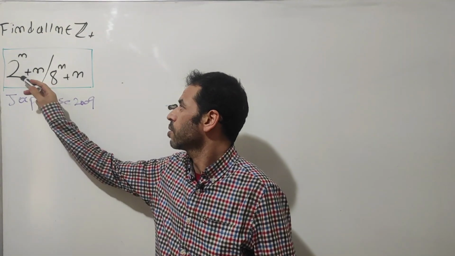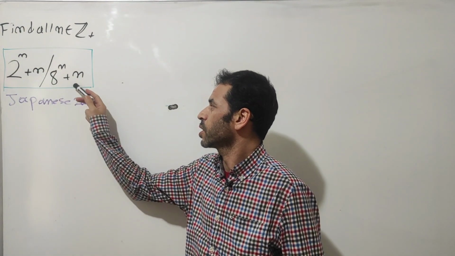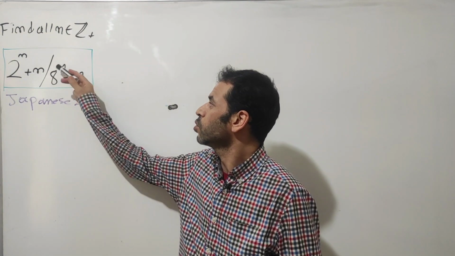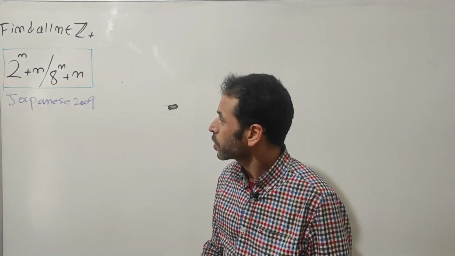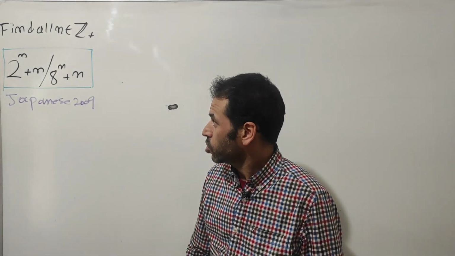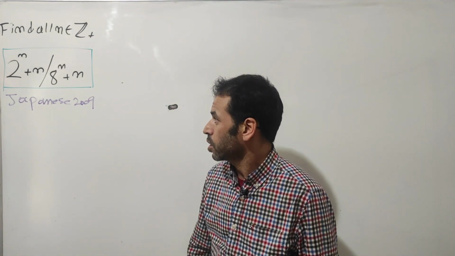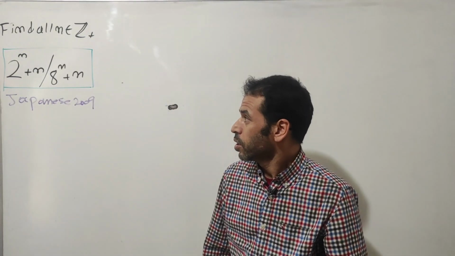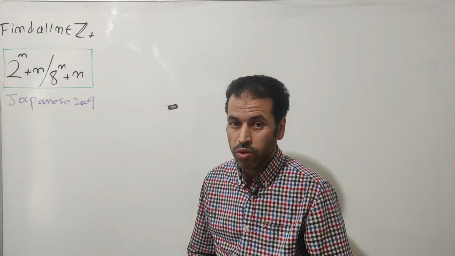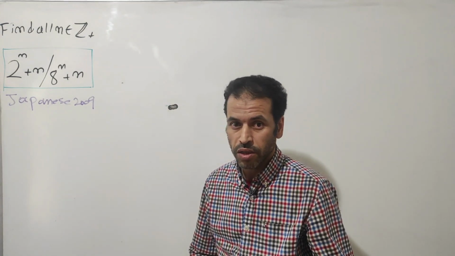So we get 2 to the n plus n divides e to the n plus n. In other words, e to the n plus n over 2 to the n plus n is an integer, okay? So in fact, this is a very nice and interesting problem. You guys can give it a try if you would like to. So notice here, we are going to divide this into two cases: when n is odd, and when n is even, okay?